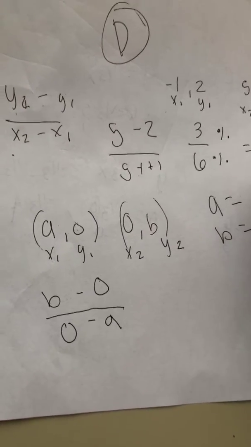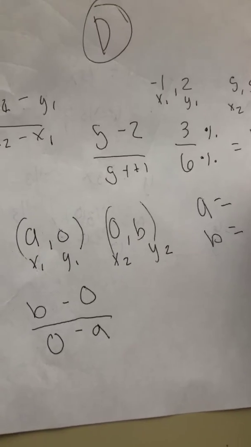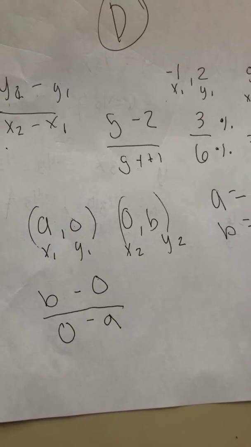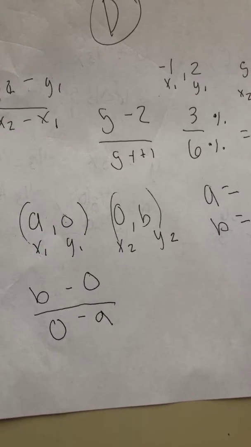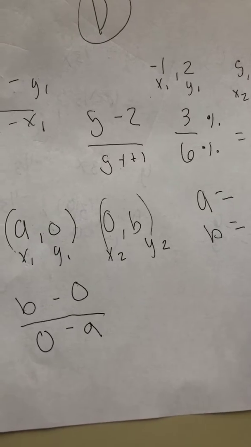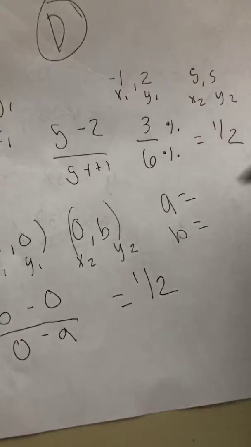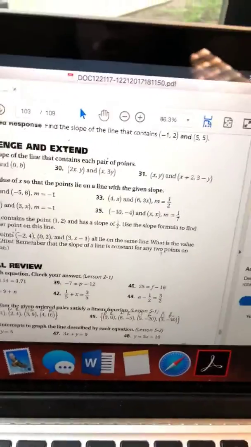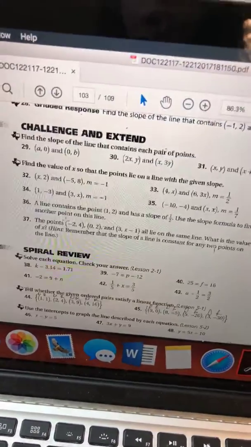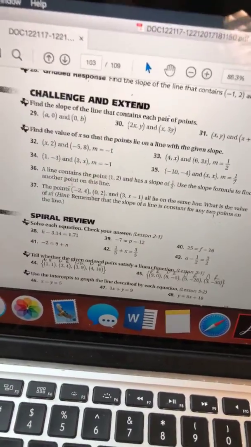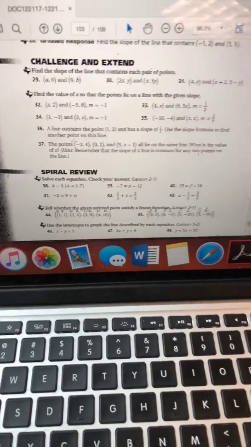Good. After you've discussed it, b minus 0, well, if b equaled 1, 1 minus 0 equals 1. And if a equaled 2, 1 minus 2 equals 2, that would have to be on the slope line of 1/2. Again, we're challenging and extending. We're wondering which slope of the line that contains each pair of points. Go ahead and try 30 and 31 on your own. They get more difficult. If you wanted to try that with a partner, you could.